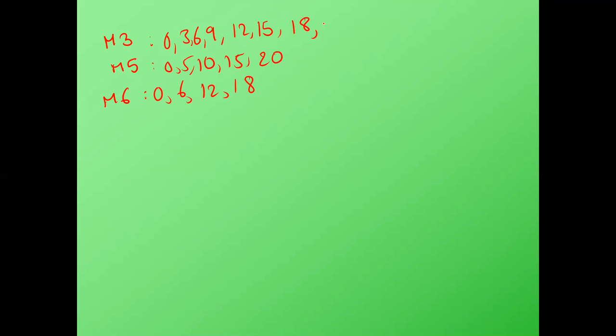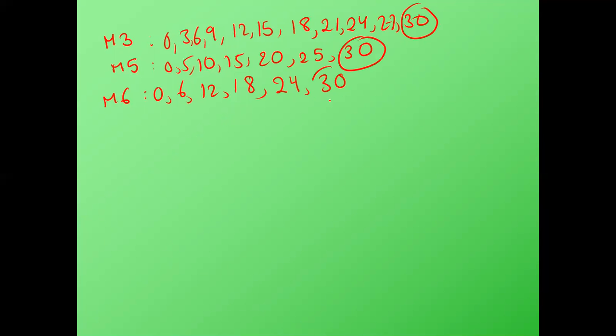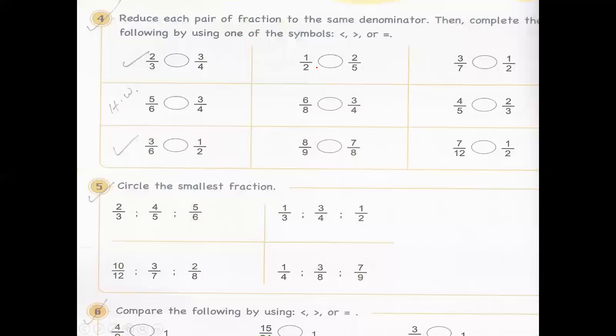18 plus 3, 21, 24, 27, and 30. Here 20, 25, and 30. Here 0, 6, 12, 18, 24, then 30. So the first common multiple other than 0 in all the numbers is 30. So it's the common denominator. So in all, we have to write over 30 in all because it's the common denominator.